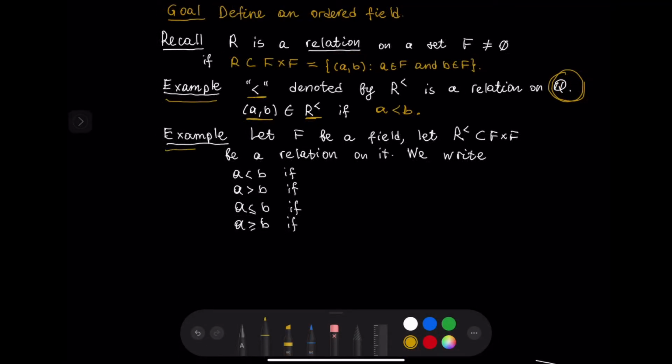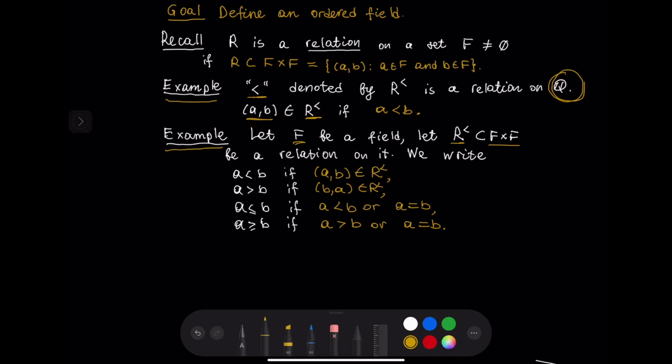So our next step is to introduce the ordering on a field F. Let F be a field, and suppose we have a relation R on the field F. We are going to write a is less than b if (a, b) is in R. We are going to write a is greater than b if (b, a) is in R. We are going to write a is less than or equal to b if a is less than b or a is equal to b. And we are going to write a is greater than or equal to b if a is greater than b or a is equal to b.